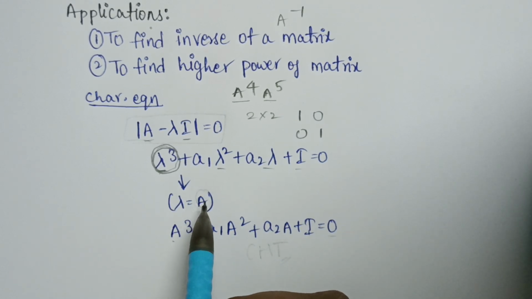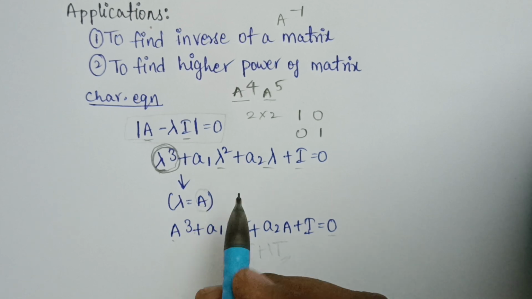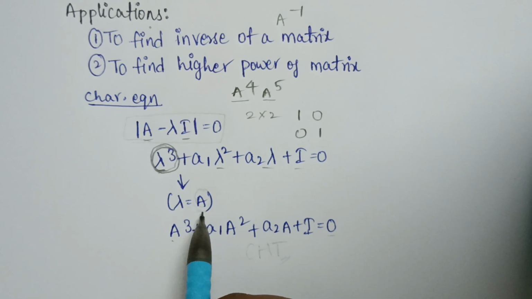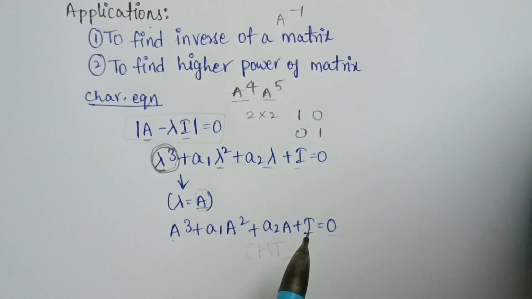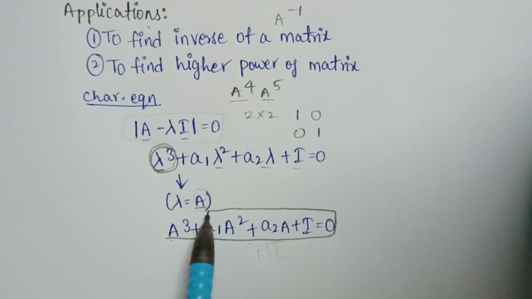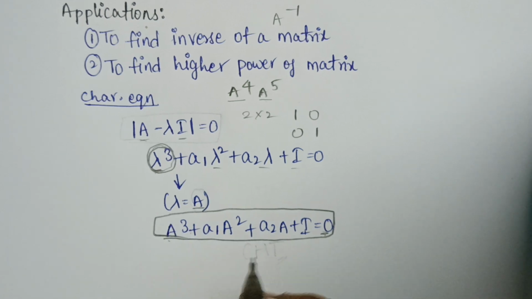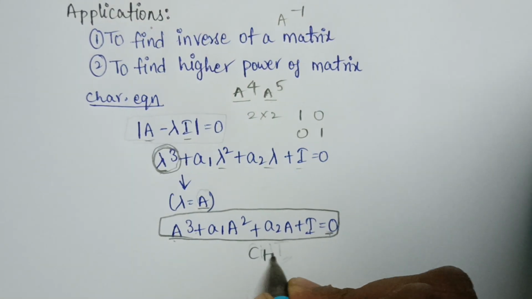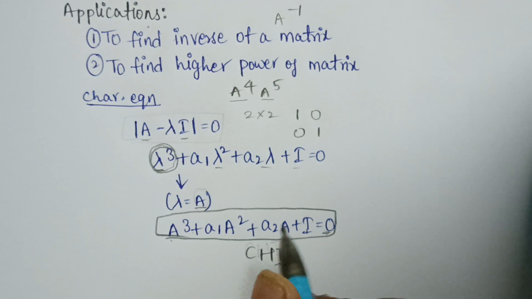So to verify that the matrix satisfies the characteristic equation, we substitute A in place of lambda. So then we get this equation. After solving this, we get 0. Then we say that the matrix satisfies Cayley-Hamilton theorem.